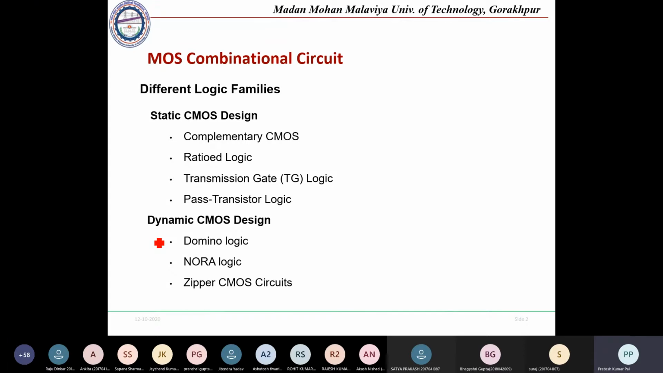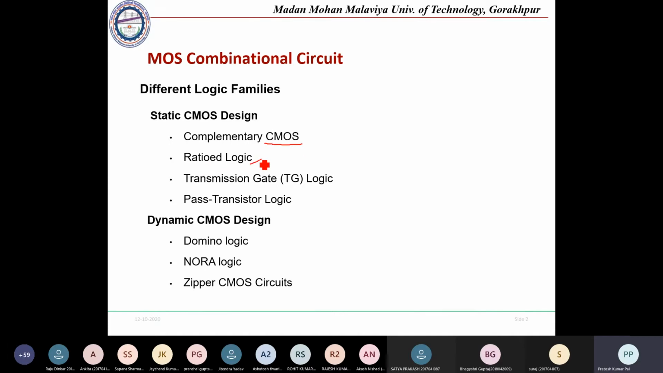So basically different logic families are there. Okay. So different logic families means different combinations of small circuit transistors that result in a logic. So that logic will be used to define different gates. One of the logics we will be studying is static CMOS design and dynamic CMOS design. In static, we will be seeing what is CMOS design, what is ratioed logic.